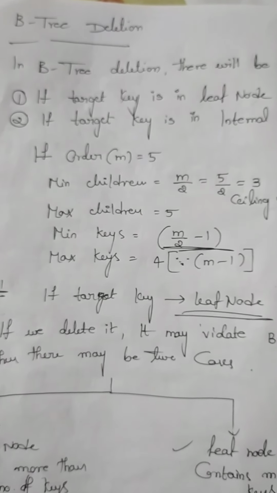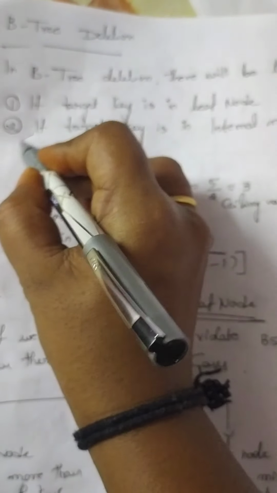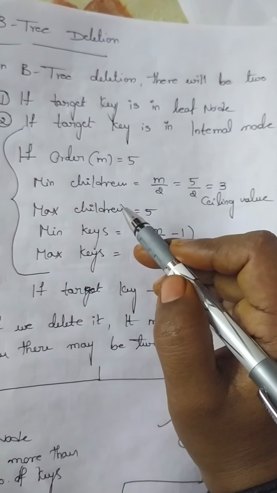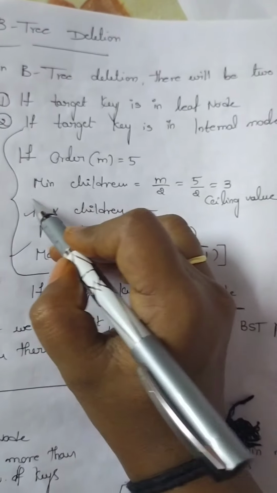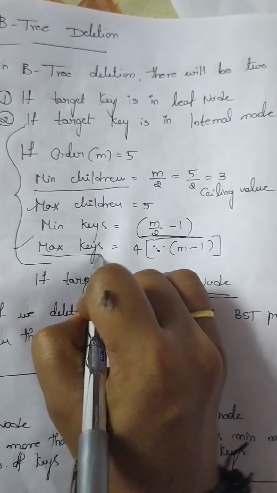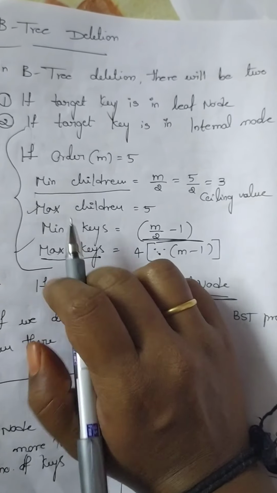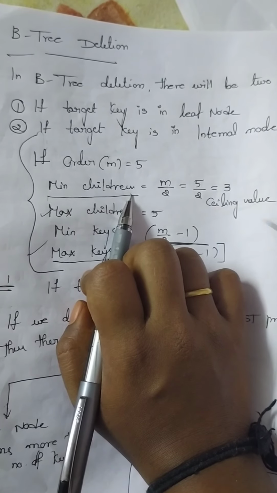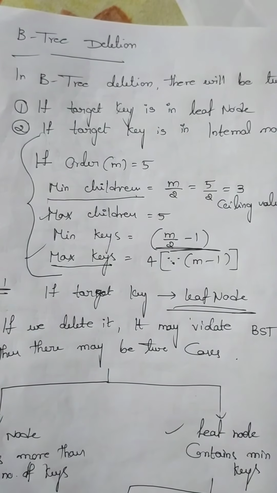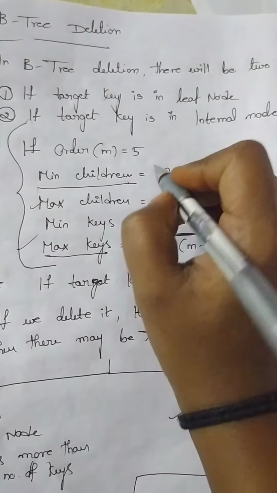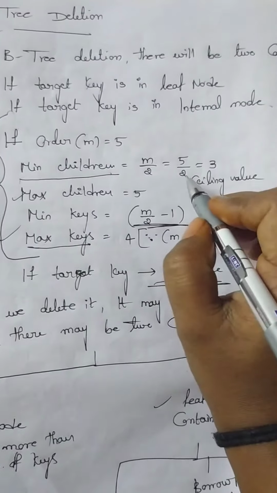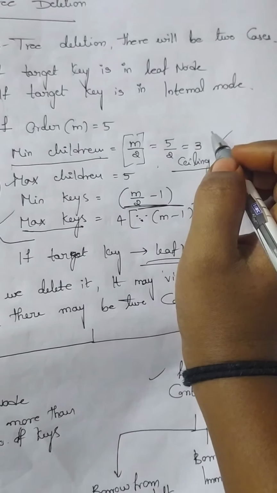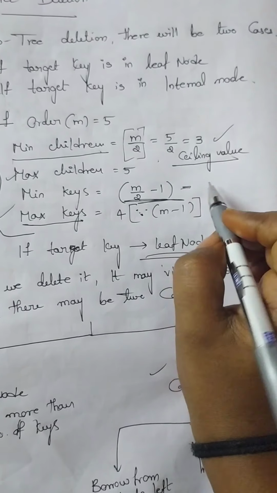But here, in the B-tree's properties, we have to check the minimum children and minimum keys. As for the maximum, we don't care, but we have to check whether the minimum number of keys is present after deletion, and also whether the minimum number of children is present after deletion. For example, if we take order 5, then we calculate the ceiling of m by 2, which is 3. That is the minimum number of children, and the minimum number of keys should be 2.